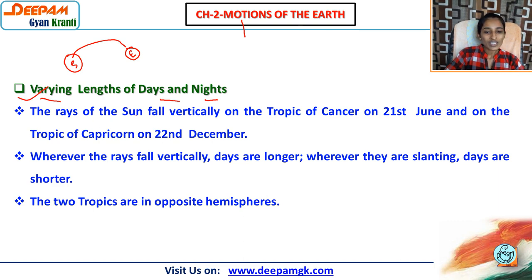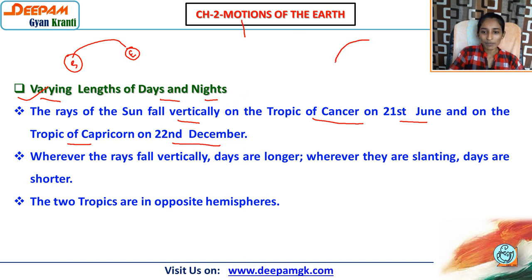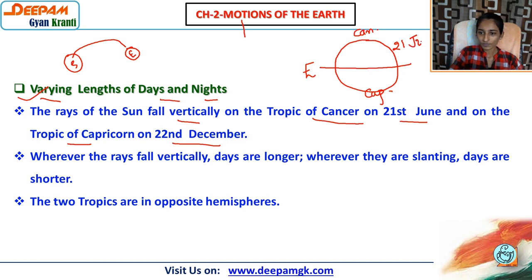The rays of the sun fall vertically on the Tropic of Cancer on 21st June and on the Tropic of Capricorn on 22nd of December. Now it is very much clear to you. Suppose this is our earth, this is our equator, and here we have the Tropic of Cancer and Tropic of Capricorn. Now on the 21st of June the sun rays fall vertically.